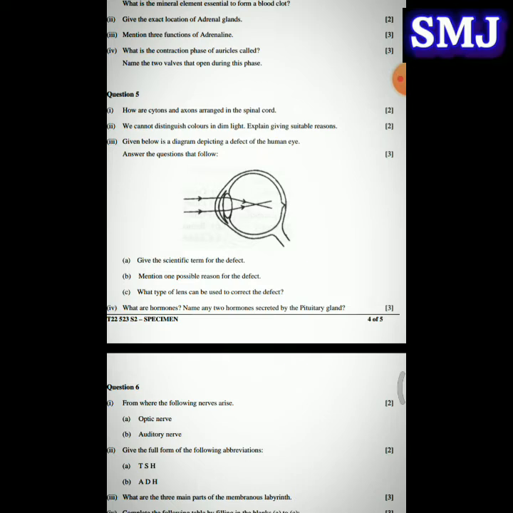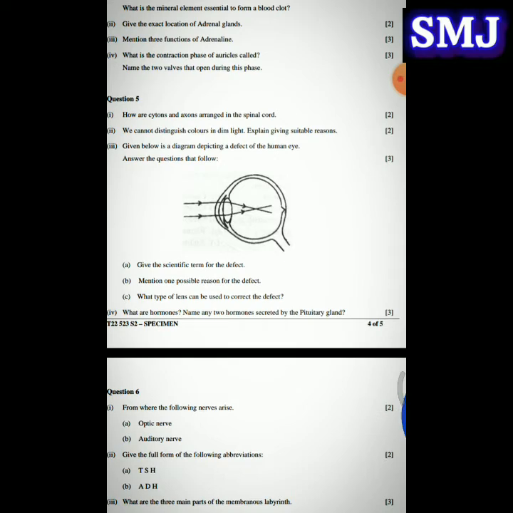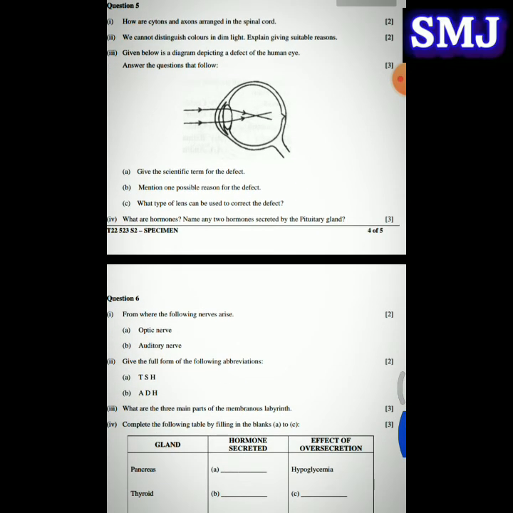Next question. Given below is a diagram depicting a defect of human eye. First question, give the scientific term of the defect. The scientific term of the defect is myopia. Next, mention one possible reason for the defect. The reason for myopia is the eyeball is lengthened from front to back, or the lens of the eye is too curved. Next, what type of lens can be used to correct the defect? The concave lens can be used to correct myopia.